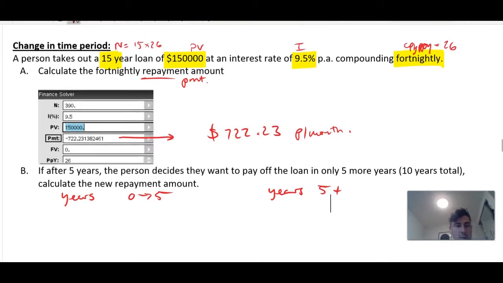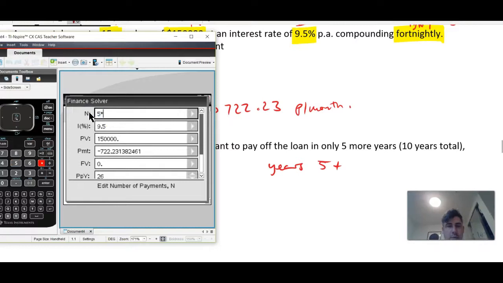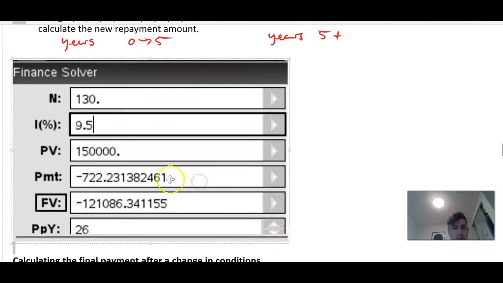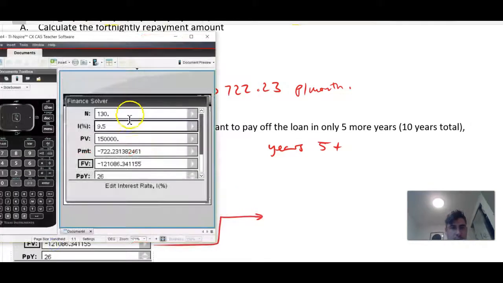Okay, so for the first one, N is going to be 5 years times 26 payments. I is the same, PV is the same, payment we're going to keep the same. We get that value there, and that will tell us the value for the next part of the loan. So that will be our PV in the next part of the loan, the remainder of the loan. Now, we want the remainder of the loan to happen in 5 more years, so we're going to do 5 times 26 again, 9.5%.